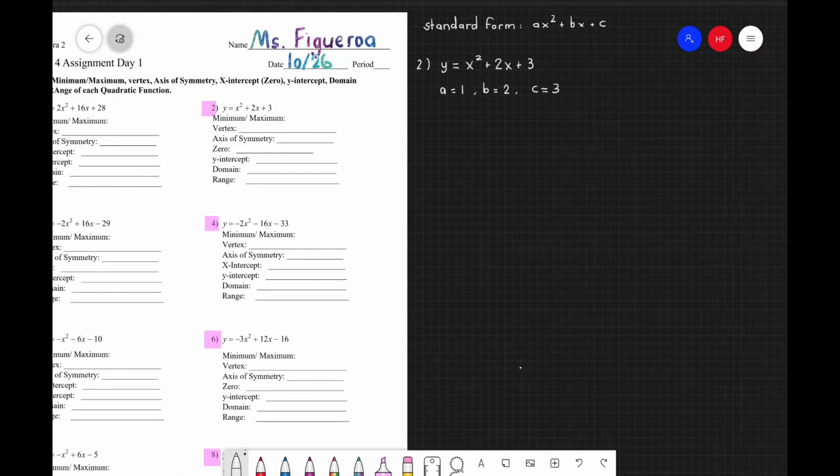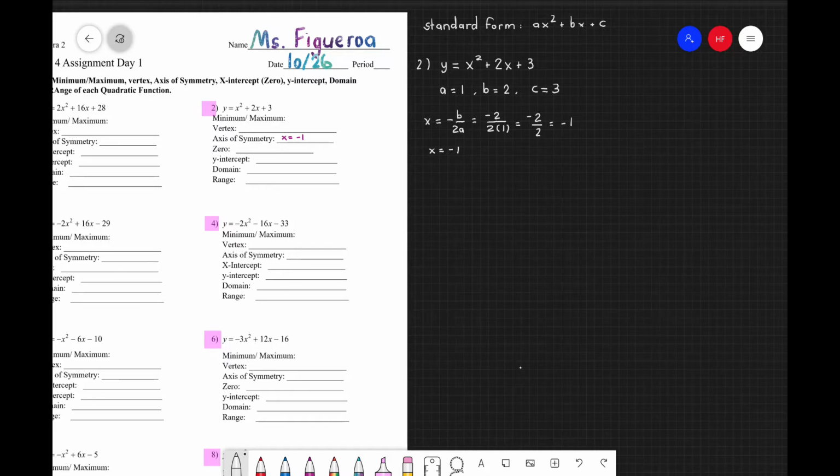So for the axis of symmetry, we'll do x equals negative b over 2a. So negative b would be negative 2 over 2 times 1, which is negative 2 over 2, which reduces to negative 1. So my axis of symmetry is x equals negative 1. So I'm going to go ahead and write that over here. Remember, my axis of symmetry is going to cut my quadratic right in half. It's going to cut the parabola straight through the middle. So it has to go through the vertex.